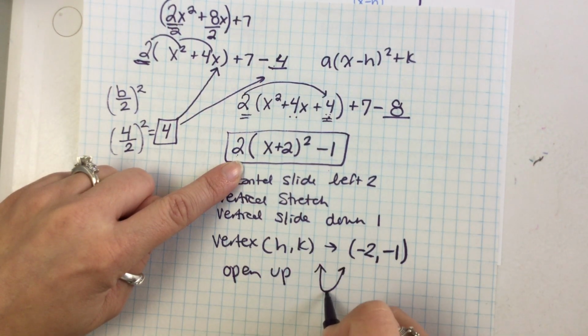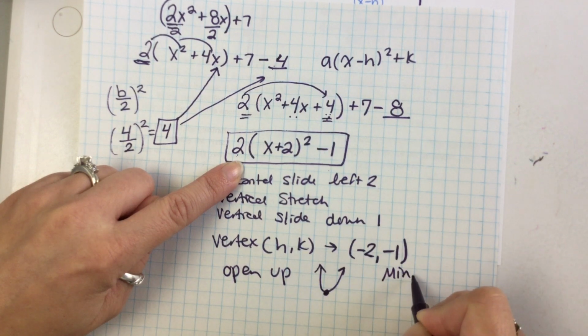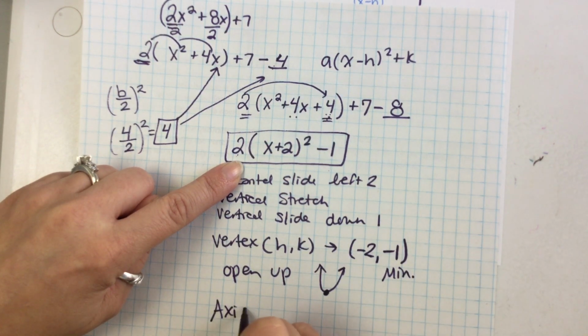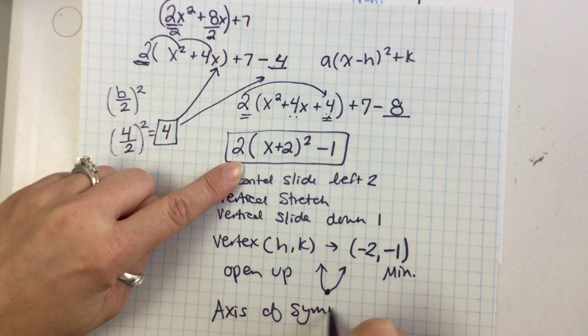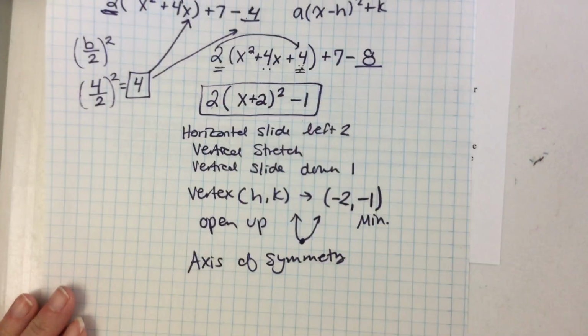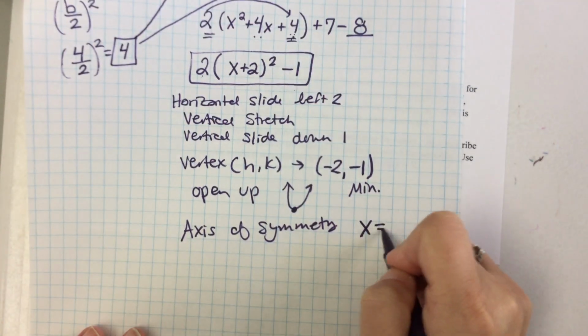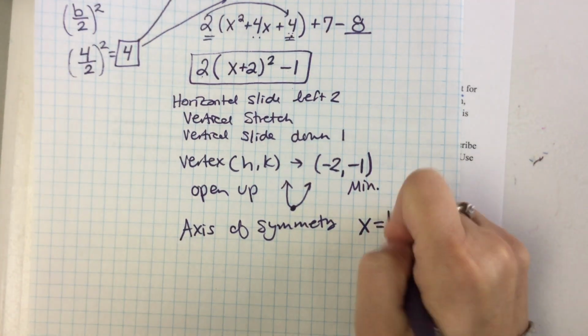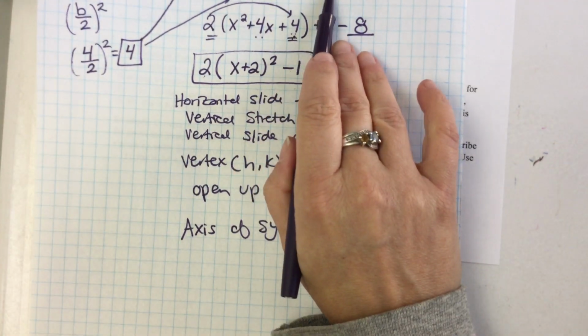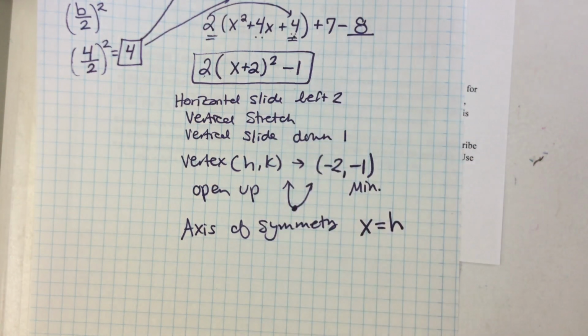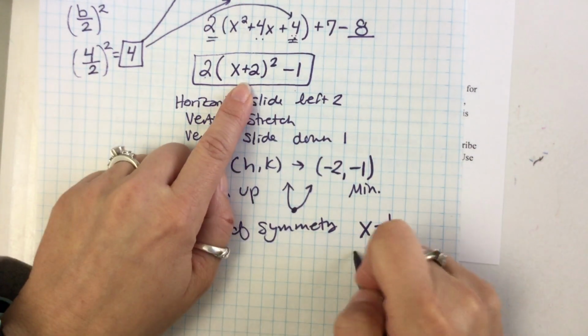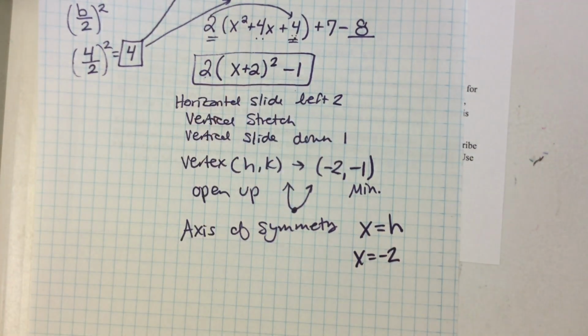So if it opens upwards, this vertex is a minimum. Your axis of symmetry, where are you going to go ahead and fold this graph in half? Remember, it's at x equals h. Well, h is whatever value you're subtracting from x in parentheses. I'm actually subtracting a negative 2. Okay, so we went ahead, we described everything that we could, then identify the zeros and sketch it.